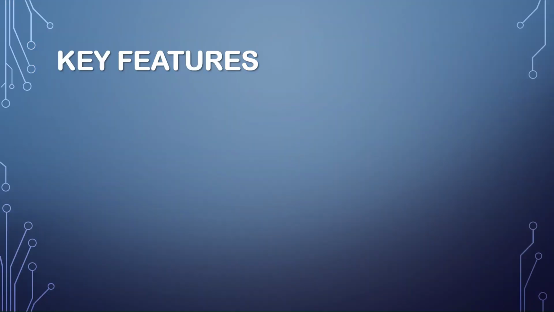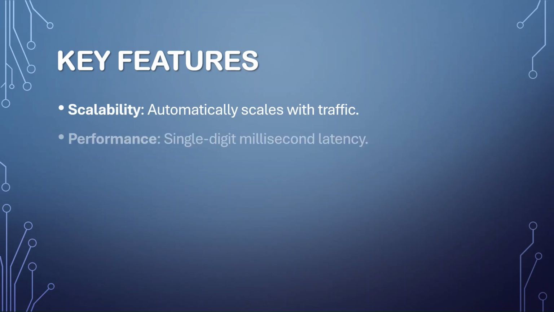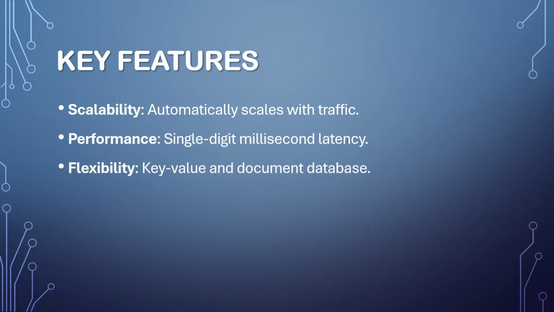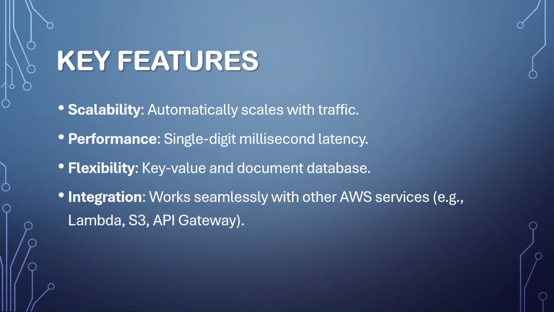Here are some key features of DynamoDB. Scalability: it can automatically scale to handle increased traffic. Performance: it provides single-digit millisecond latency. Flexibility: you can use it as a key-value store or as a document database. Integration: it integrates seamlessly with other AWS services like Lambda, S3, and API Gateway. These features make it ideal for modern applications requiring low latency and scalable storage.